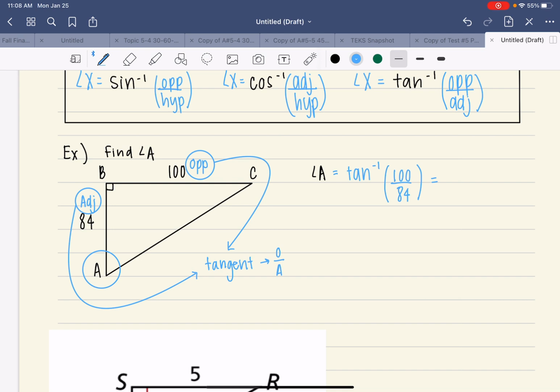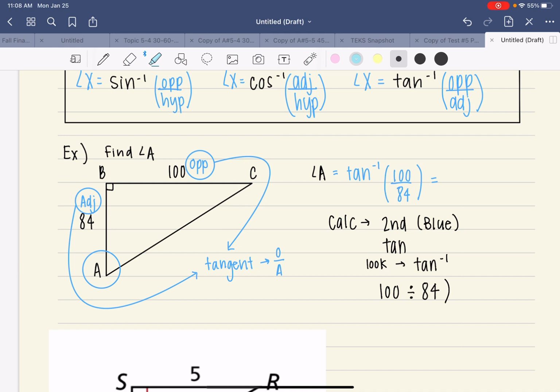If you need help putting it in your calculator, you're going to press the second button, which is the blue button at the top left. Then you're going to press tan, which should give us tangent inverse on your calculator. It should look like that. Then you're going to do 100 divided by 84, and then close the parenthesis, and it should give you your answer. So this is what you plug into the calculator right here.